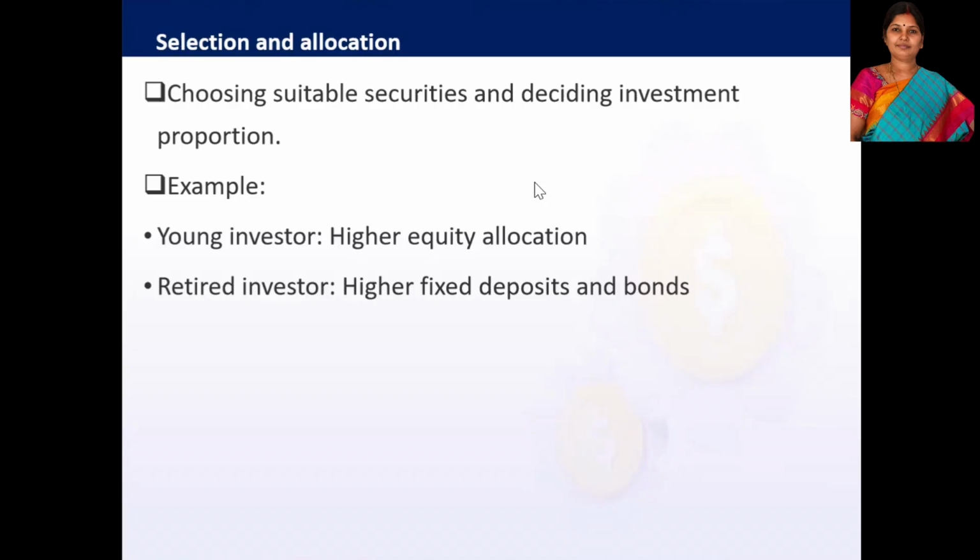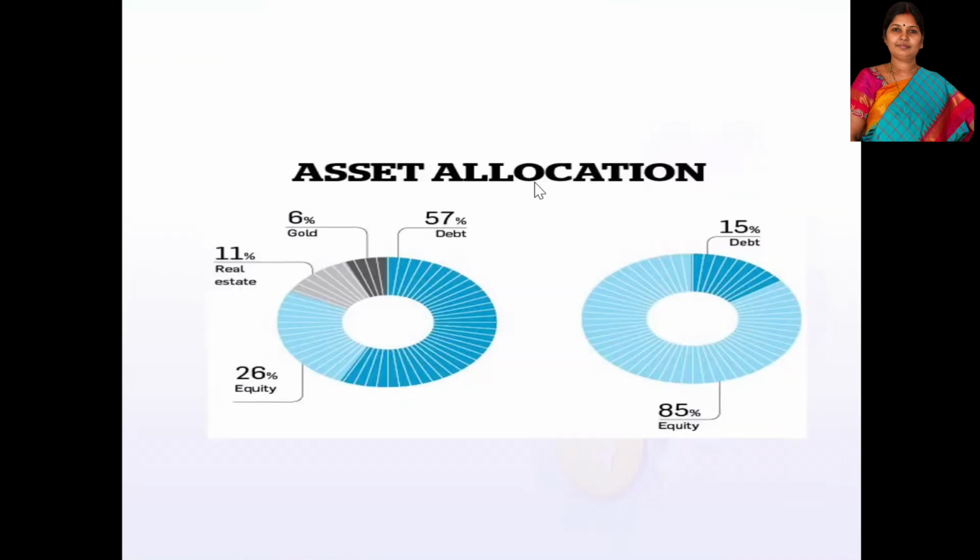So here I would like to give an example. Young investors want to have higher equity allocation, because in the short term prices may vary for shares, but if you invest for the long term, definitely there will be appreciation. That is why young investors choose higher equity allocation. But if you take the example of a retired investor, they want to invest in fixed deposits and bonds, because these are safer and will give stable returns. So here asset allocation is made.